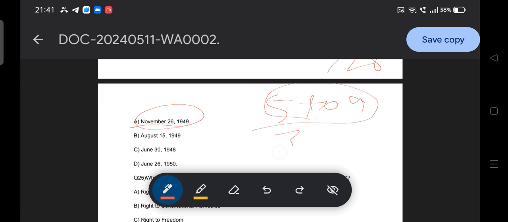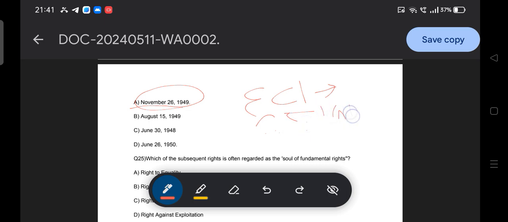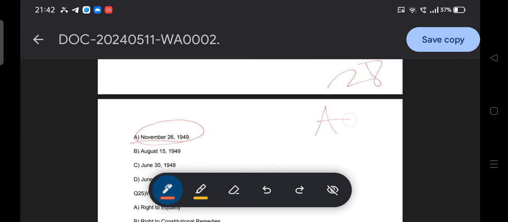Then there is also article 324 related to the election provisions. The Election Commission of India was created on 25th January 1950. It is now a multi-member body, basically a 3-member body. For the Election Commission of India, you need to remember articles 324 to 329. So this is how question number 28's answer is A.